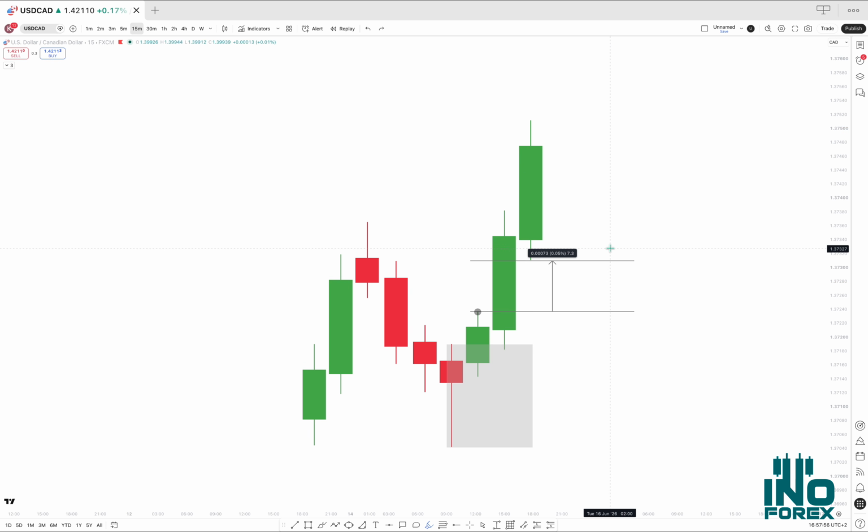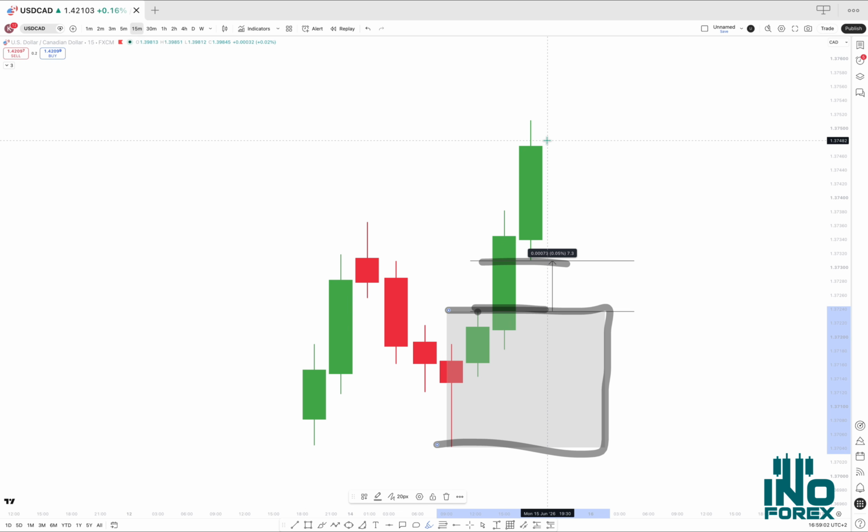So how will we mark our order block? We will mark those two candlesticks, because our fair value gap starts from here to this point. That's why we will select all those candlesticks. So we expect that the market will return to fill this fair value gap.